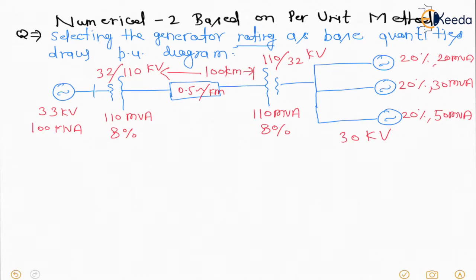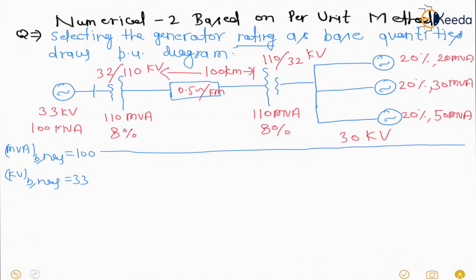So first we will write the base values of power as well as base value of voltage. In the question it has been given the generator rating as base quantities. It means MVAB new for the entire circuit will be 100 and KVB new will be equal to 33 kV for the entire circuit. Voltage value will change according to transformation ratio, but the power value will be same. So the 100 MVA will be same for the entire circuit base MVA.